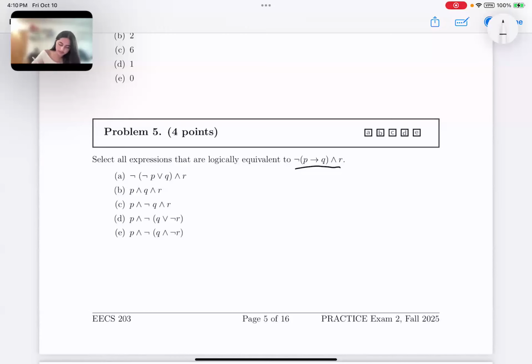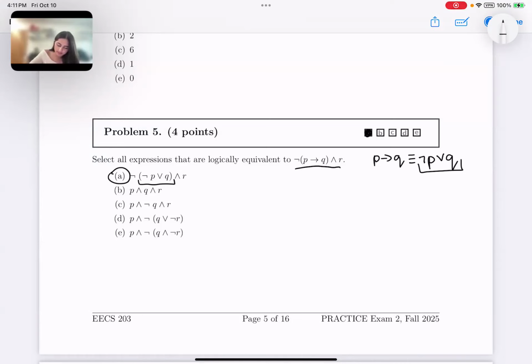So our first answer choice is not (not P or Q) and R. And this actually appears just as implication breakout would, because by implication breakout, we have P implies Q is equivalent to not P or Q. And so what's going on in expression A is we're just substituting this in for P implies Q and not changing anything else. So we know that this is going to be equivalent to our original expression.